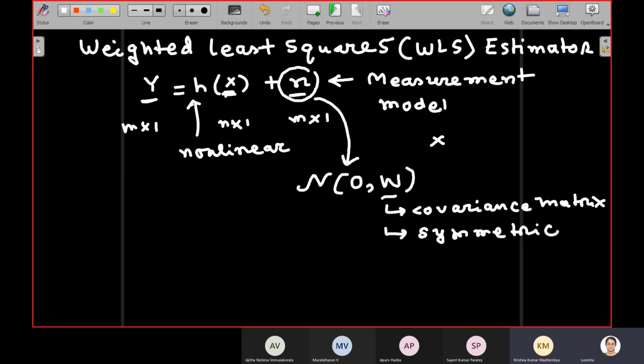And it's not necessary for the derivation that W is diagonal. W can be any symmetric, positive definite matrix. Okay, but generally W is diagonal. Generally, but for the derivation of the estimator, it's not necessary that W has to be diagonal.